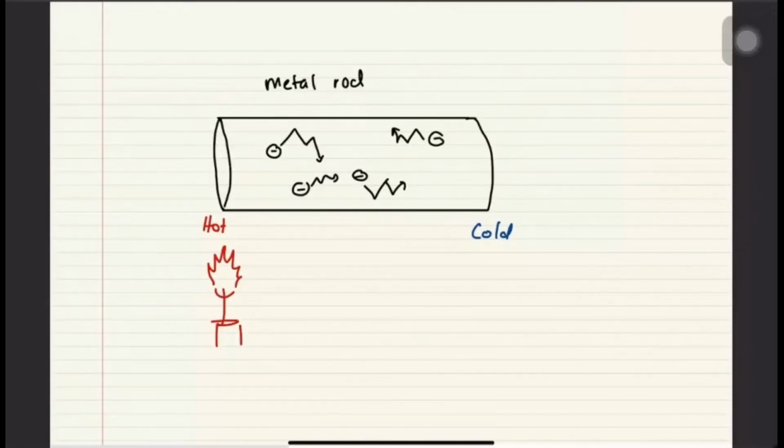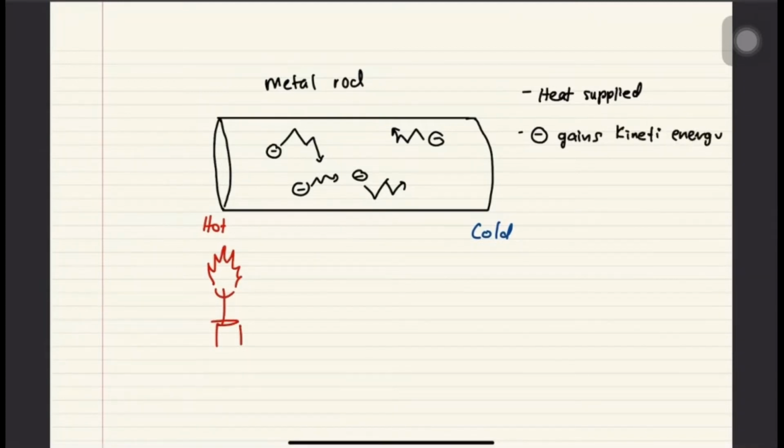So I will write down the explanation over here. So tadi we start with heat supply. Okay. And then electron gains kinetic energy, which means that it has a higher speed, okay, and then you expect the increase probability of collision lah, ataupun dia lagi laju lah, lagi kuat collision dengan another electron.